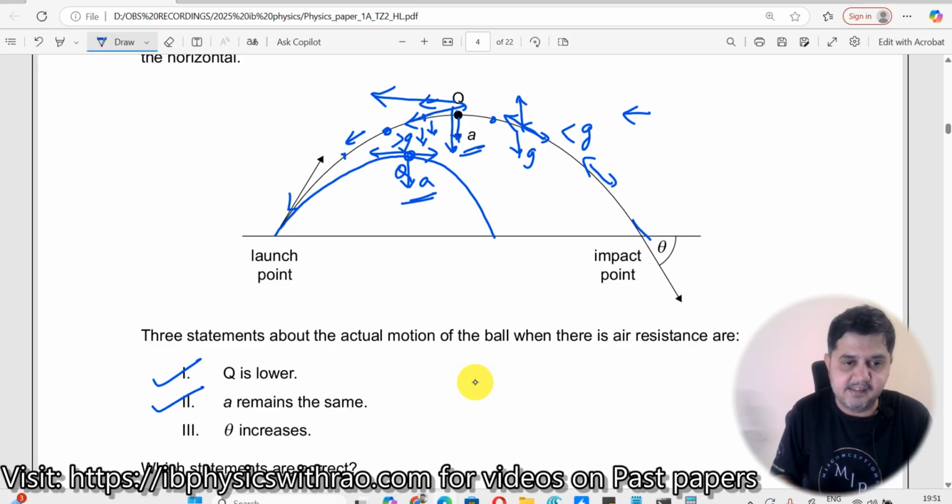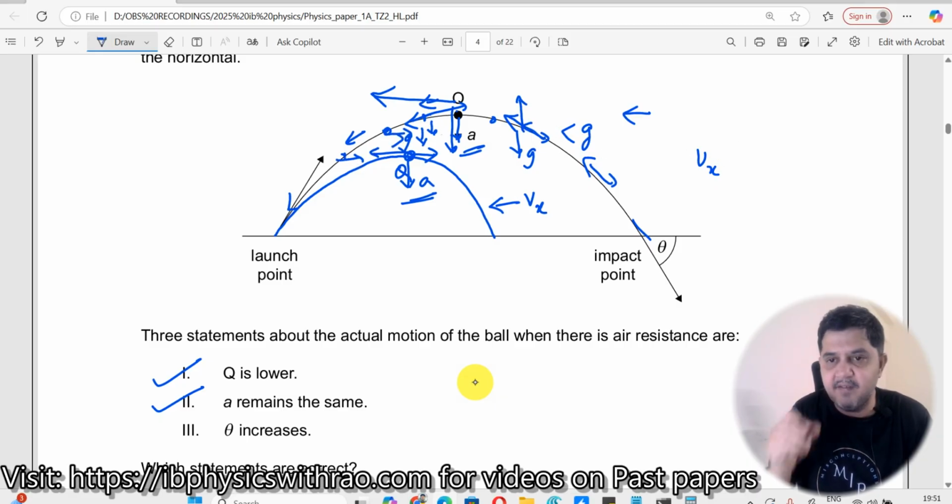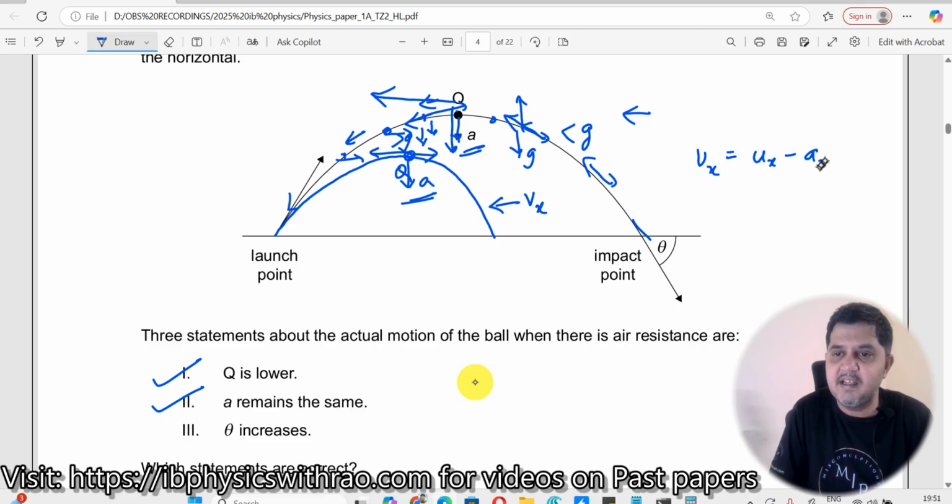Theta increases. Now what about this? When you come over here, what is happening? As it comes down, what is your Vx? Let us write Vx at every instant; everywhere it keeps on reducing. Earlier Vx was constant. Here Vx becomes Qx minus Ax into t. So this Ax is now present, it's not 0, so Vx will definitely reduce.